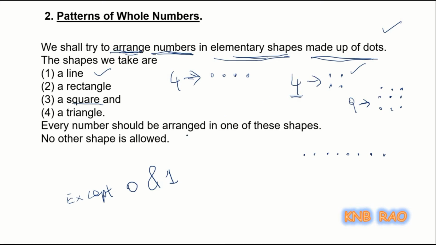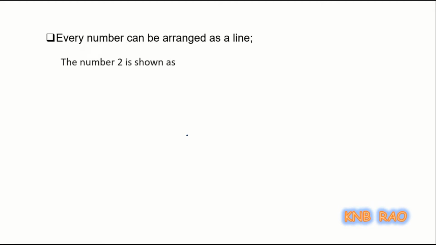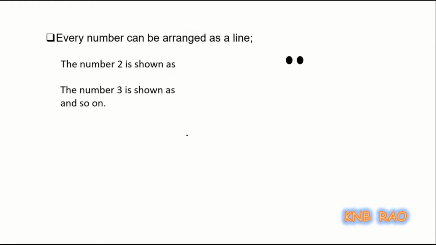Okay, these things we are going to learn in this patterns of whole numbers. And amongst these whole numbers, few can be arranged as rectangle also, few can be arranged as triangle also. We shall see them one by one. The first one, every number can be arranged as a line. Like a number 2 can be arranged as a line. The number 3 can be arranged as a line. All the whole numbers except 0 and 1 can be arranged as a line.